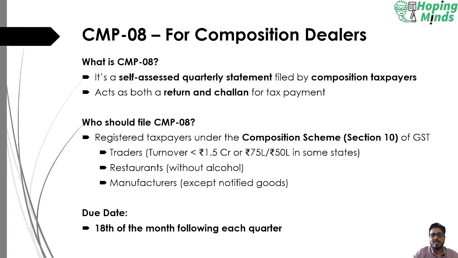Who should file CMP08? Registered taxpayers under the composition scheme as per section 10 of the GST Act. Traders with turnover less than 1.5 crores, or rupees 75 lakhs or 50 lakhs in some states. Restaurants without serving alcohol and manufacturers except for a few notified goods.